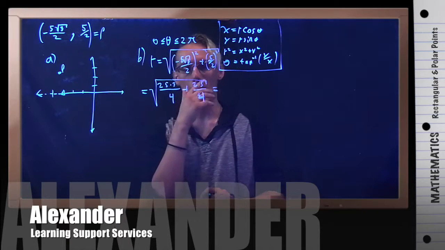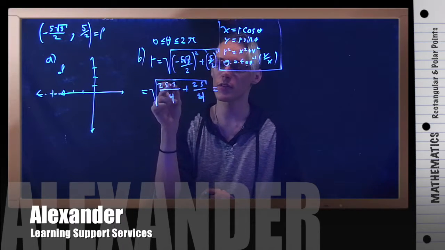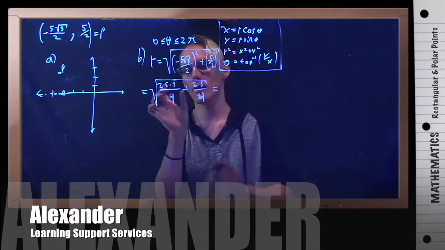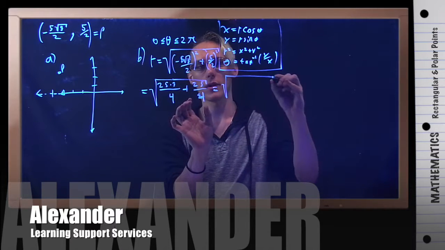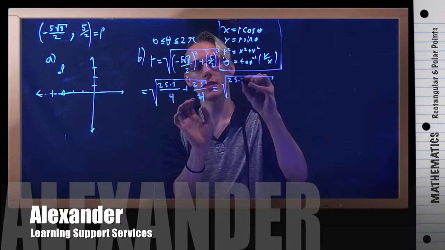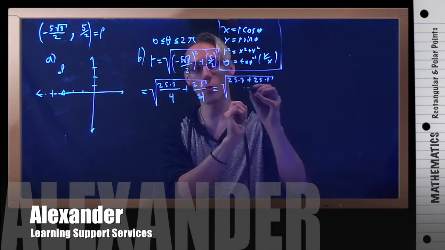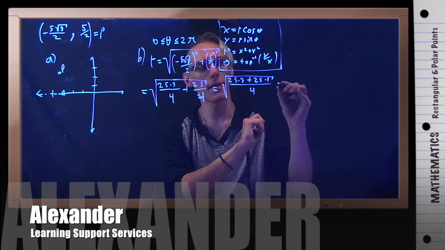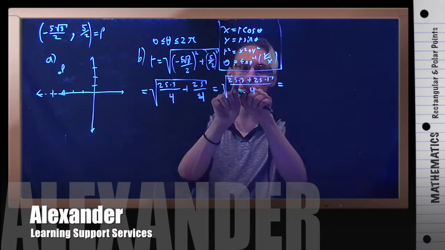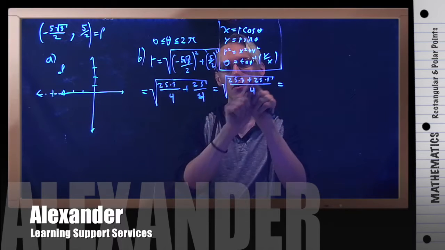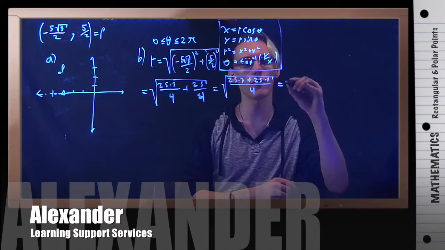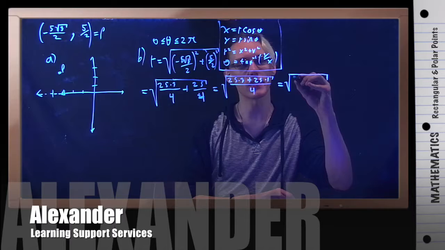Now, I'm going to simplify. You could actually determine what 25 times 3 is, but I'm just going to be a little bit clever about this. The denominators match, so I know that I'm adding the numerators: 25 times 3 plus 25 times 1, all over 4. And now think of it this way: I have 3 25s and 1 more 25, so I have 4 25s.